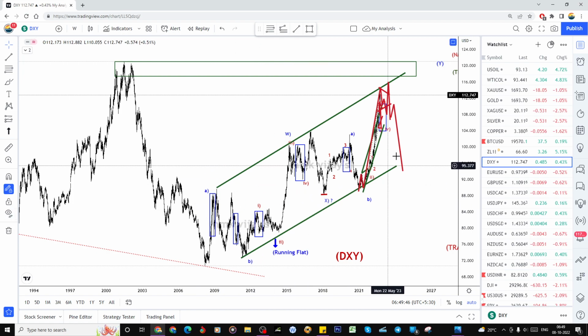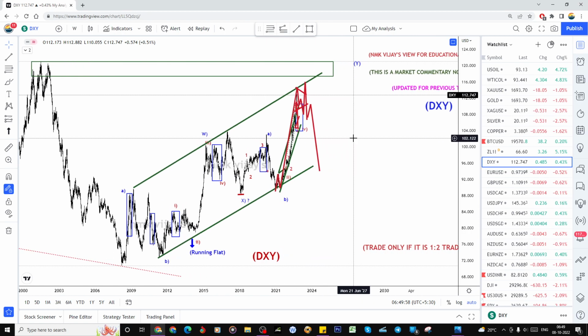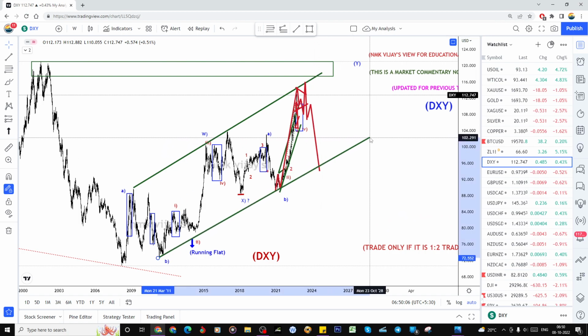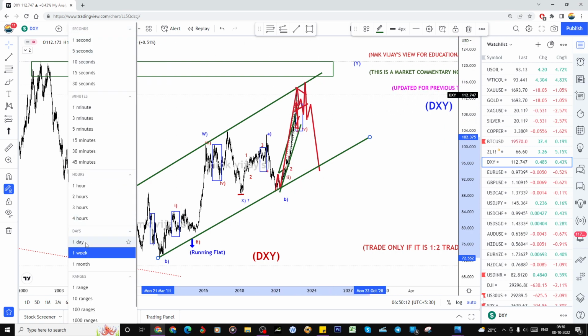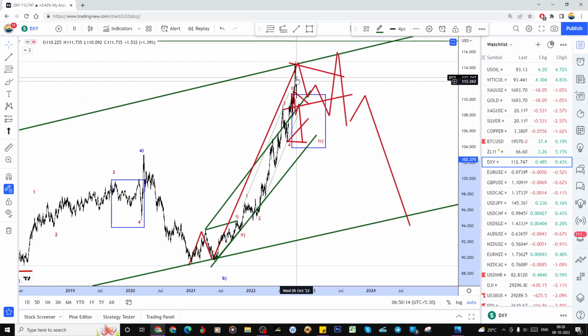So this could be that 5-wave corrective pattern also. 1, 2, so ABC is a 3, and again one more ABC is a 4. So again it may reach up to 101. This could take more time, maybe 1 or 2 years like that, and after that only it will reach the target. So either way, I'm looking only for that correction.